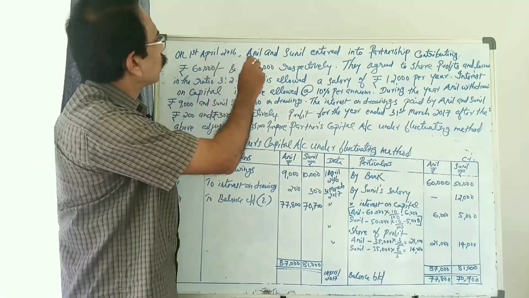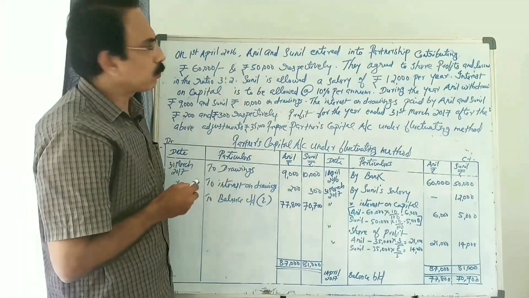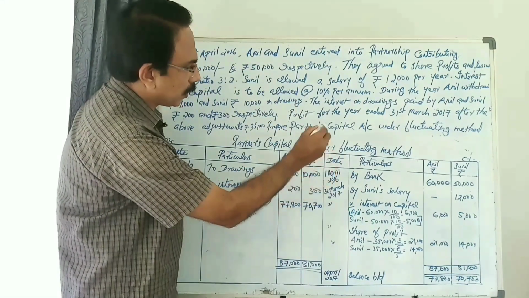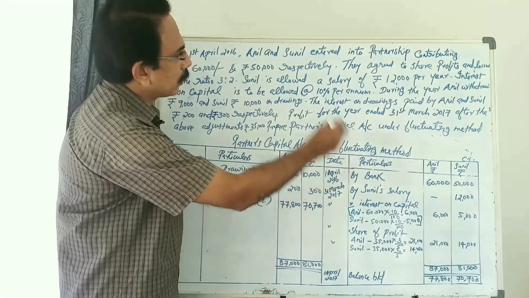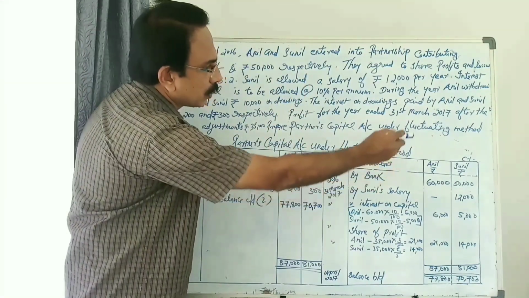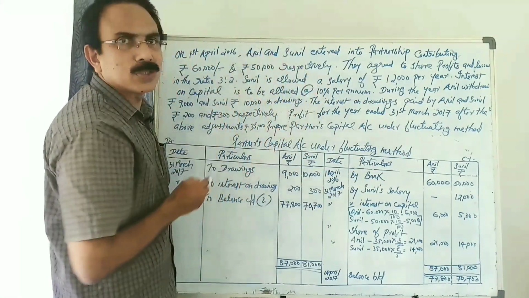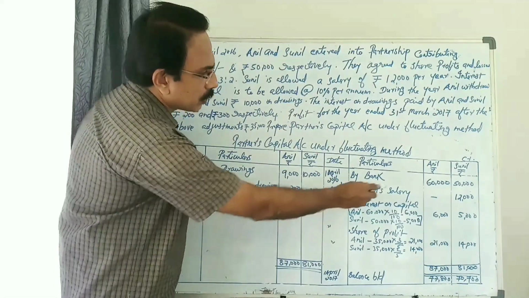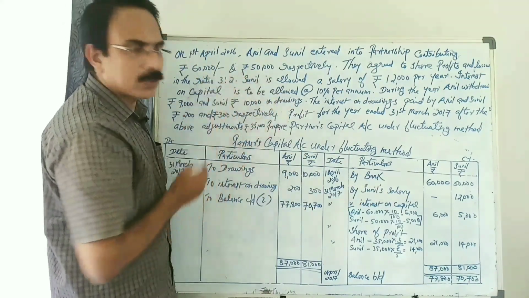First, on 1st April 2016, Anil and Sunil entered into partnership, contributing rupees 60,000 and rupees 50,000. Right hand side, for the dates entered on the date columns, 1st April 2016, by bank, amount introduced as their capital. Anil rupees 60,000, Sunil rupees 50,000. Then next, Sunil is allowed a salary of 12,000 per year. 31st March 2016, that is year end. By Sunil salary 12,000.